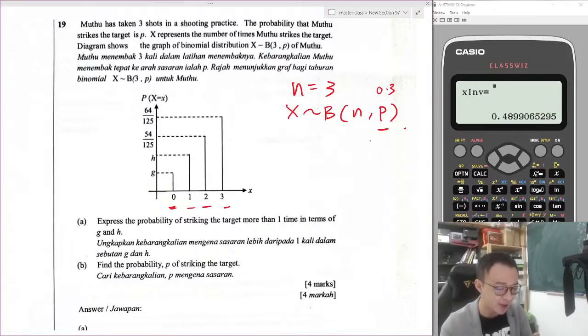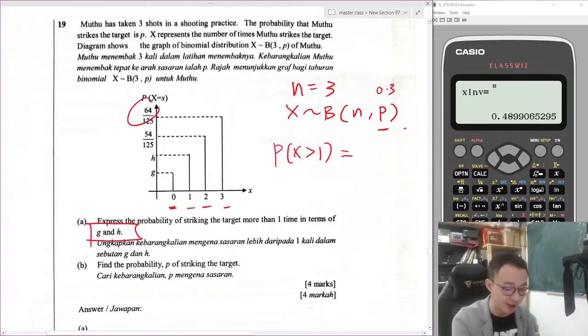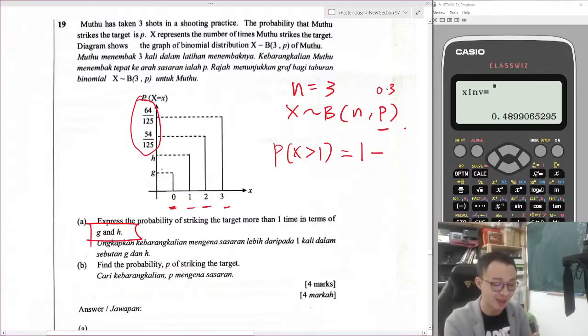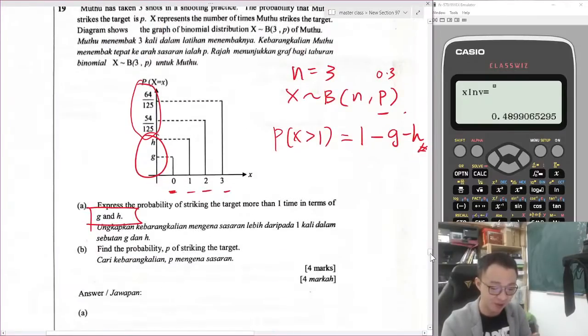Express the probability of striking more than 1. Supposedly more than 1 is basically x equals 2 plus x equals 3. But if you do it like this, we cannot express it in terms of g and h here. So in this case I do not want to use this method, because I would straight away take this number plus this number, which is not what I want. In order to get this, we can use 1 minus these two. So 1 minus g minus h, done. This one just tests how much you understand about probability.